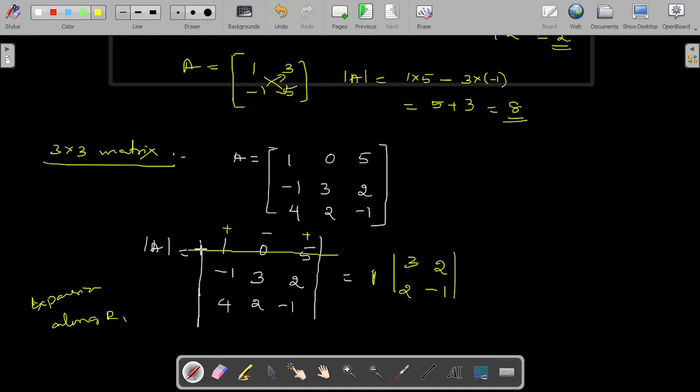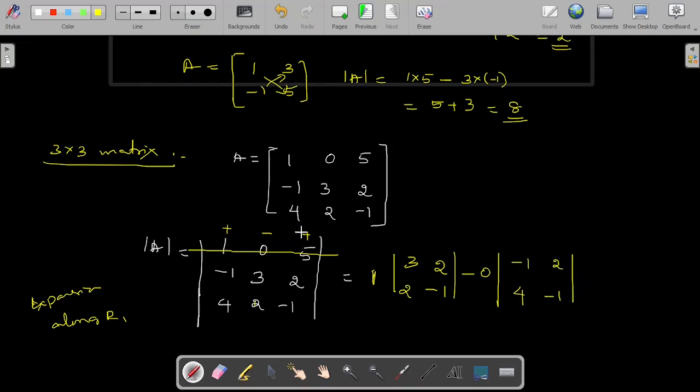Done. Now go to the second element, which is in the second column. So delete that second column. The element in the second column is 0 along with its sign, that is minus. So minus 0 you have to write. Then when you delete that second column, you are left with minus 1 2, 4 minus 1. So you have minus 1 2, 4 minus 1.